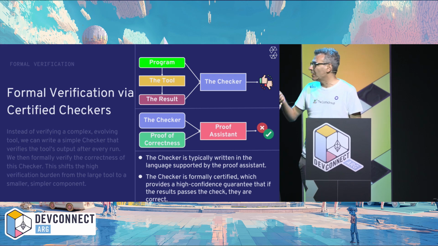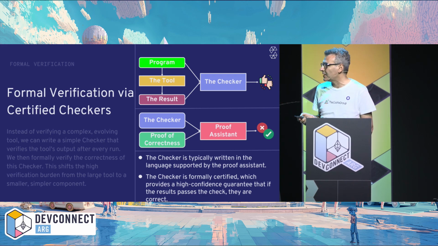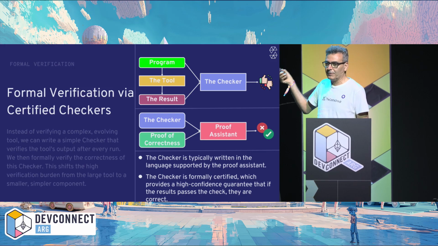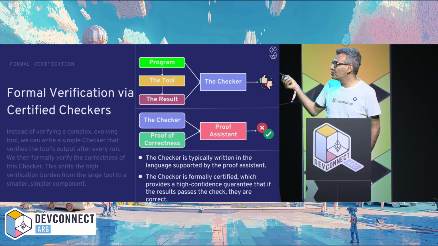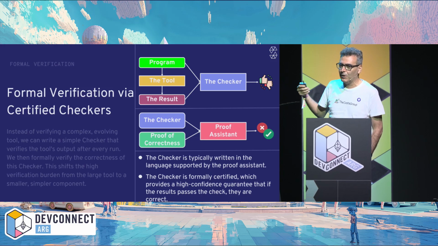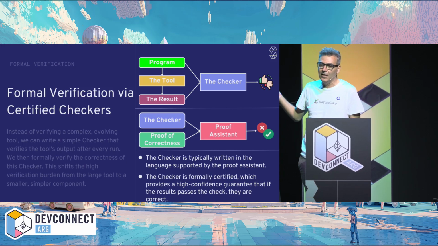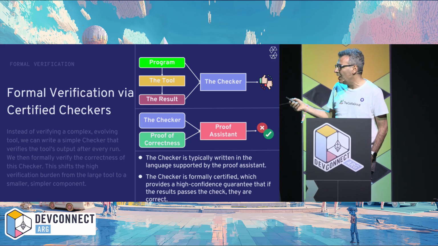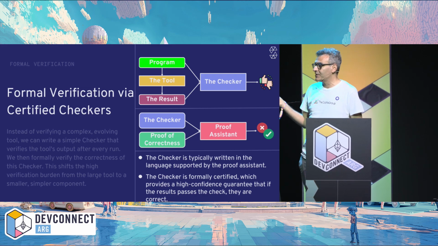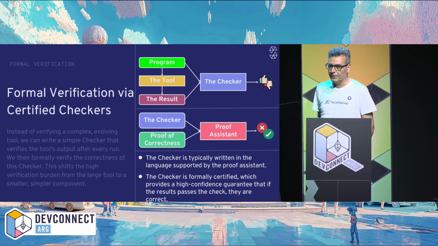So in this approach, we have a program, we run the tool that is the static analyzer, and then we get a result. We pass the program and the result to a checker that we write, and the checker tells me if the results are correct or not. The idea is that this checker is much simpler than the tool itself, and we can write it directly in the language of the proof assistant, and then we can write formal statements about the correctness of the checker, which means if the checker tells me that the results are correct, then they are really correct, okay? And we develop the proof for these statements in the proof assistant. So this approach is a bit more realistic than the other one.